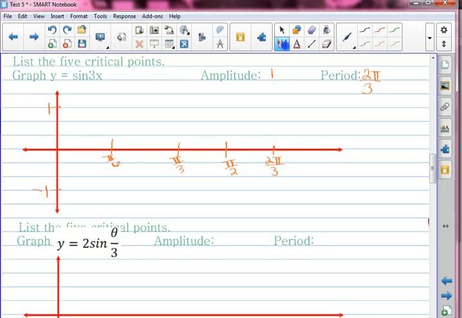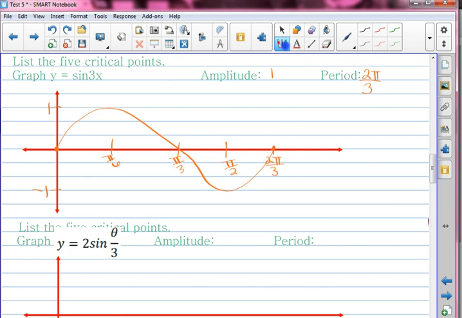All right, and you start at the origin. Now I'm ready to graph. You always start at the origin. You go up to pi over 6, down through pi over 3, down to pi over 2, and up to 2 pi over 3. They always look the same.